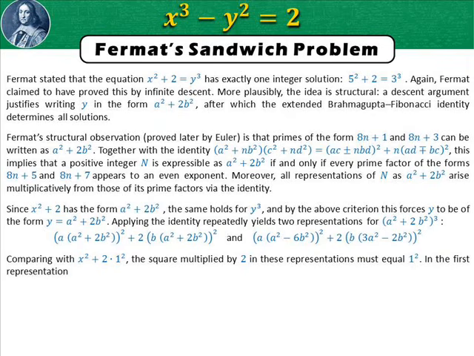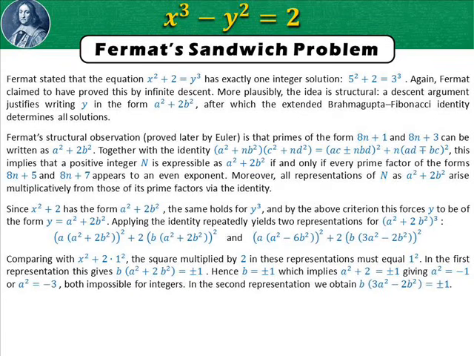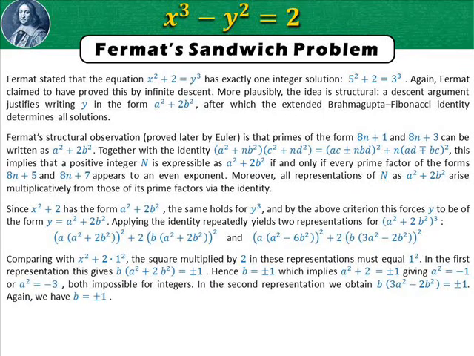In the first representation, this gives b times (a squared plus 2b squared) equals plus or minus 1. Hence, b equals plus or minus 1, which implies a squared plus 2 equals plus or minus 1, giving a squared either minus 1 or minus 3, both impossible for integers. In the second representation, we obtain b times (3a squared minus 2b squared) equals plus or minus 1. Again, we have b equals plus or minus 1.